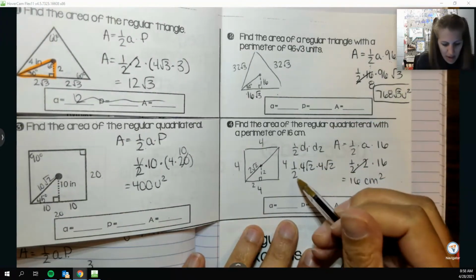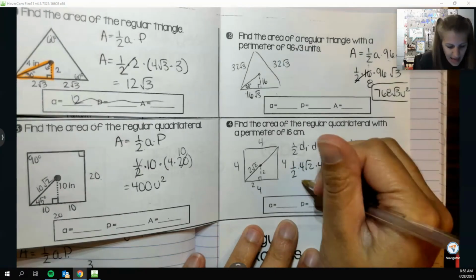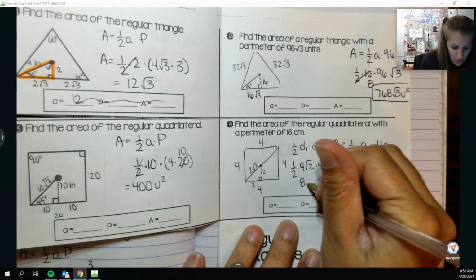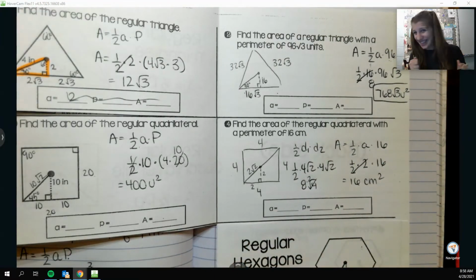And so when I multiply this, 4 times 4 is 16. Half of that is 8. Root 2 times root 2 is root 4, which is 2, times 8 is 16.